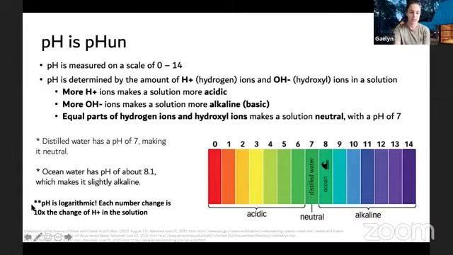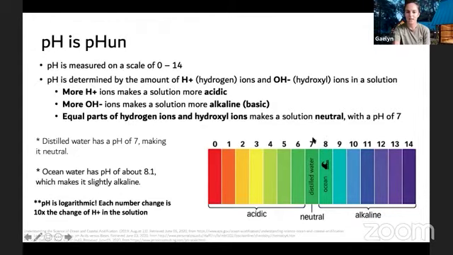Well, it's because pH is logarithmic. So each number change is going to be 10 times the change of hydrogen ions in the solution. If you were to move from a pH of 8 to 7, that is 10 times the number of hydrogen ions. And if you were to go from 8 to 6, that's 10 times 10.